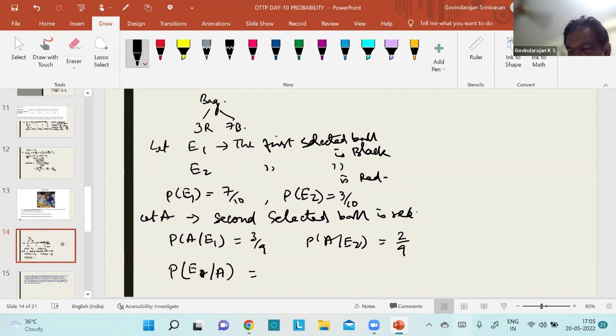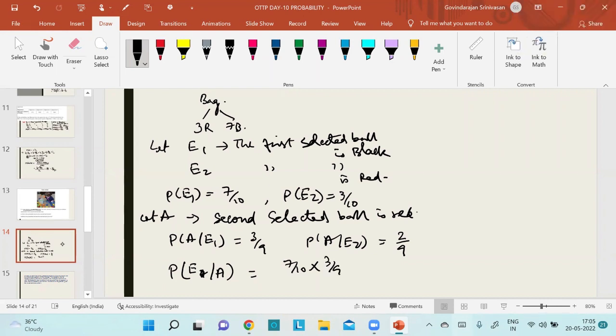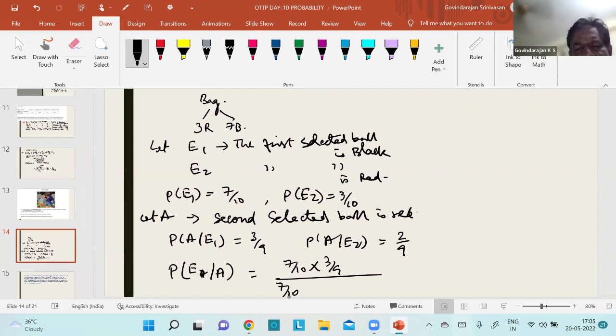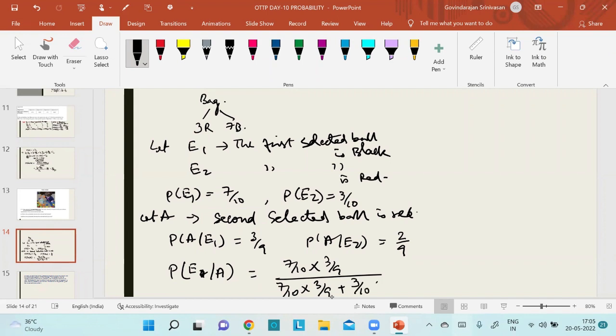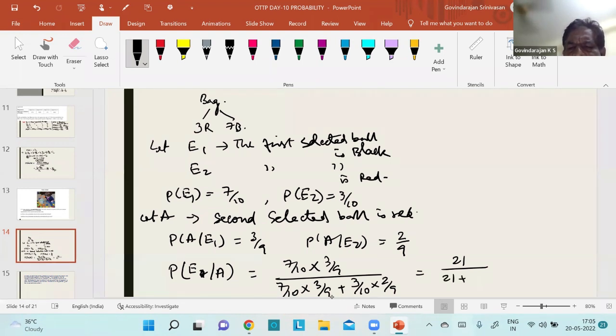Probability of E1 into probability of A given E1 is 7 by 10 into 3 by 9, divided by 7 by 10 into 3 by 9 plus 3 by 10 into 2 by 9. So the answer is 21 divided by 21 plus 6, the 1 by 90 gets cancelled. So 21 by 27, it is 7 by 9. This is the required probability for the first question.